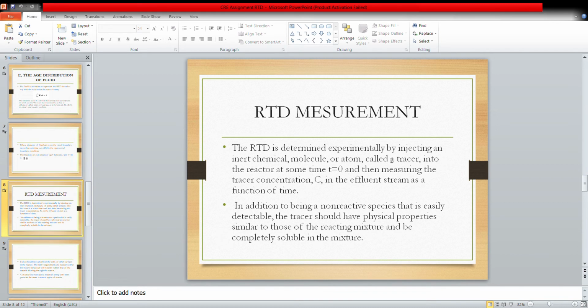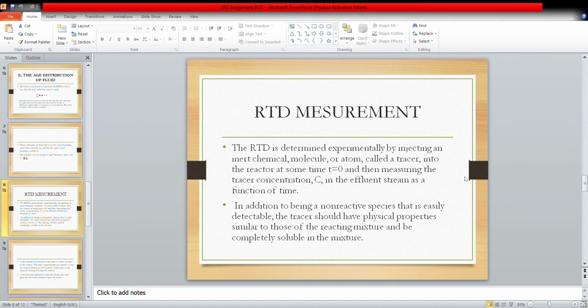So the RTD is determined experimentally by injecting an inert chemical molecule or atom called a tracer into the reactor at some time t equal to 0, then measuring the tracer concentration C in the effluent stream as a function of time. So when we are injecting tracer at the entrance in the feed stream at time t equal to 0, then we are measuring the tracer concentration C in the exit stream as a function of time.